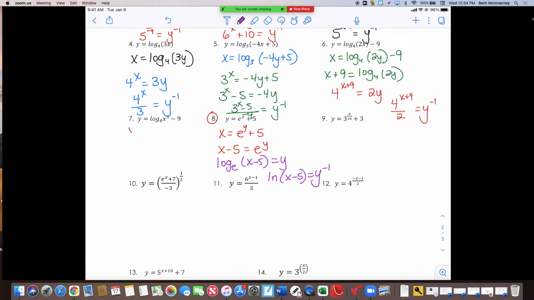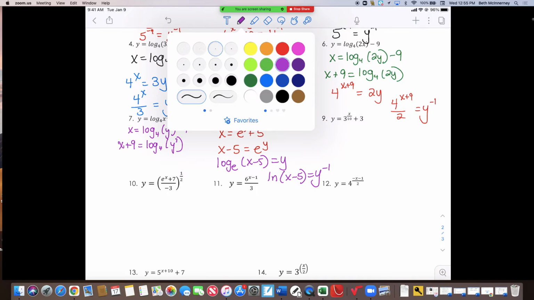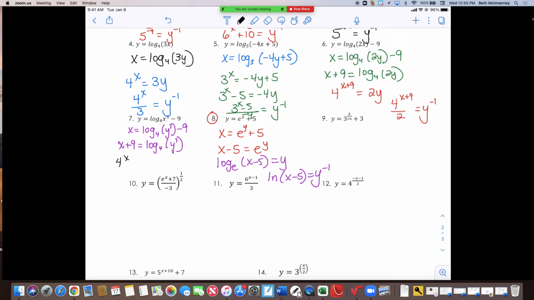All right, real quickly, I'll work out 7 for those of you that were there. This one was tough. This is a cube root, or to the 1/3 power. That would be okay to write it to the 1/3 power.